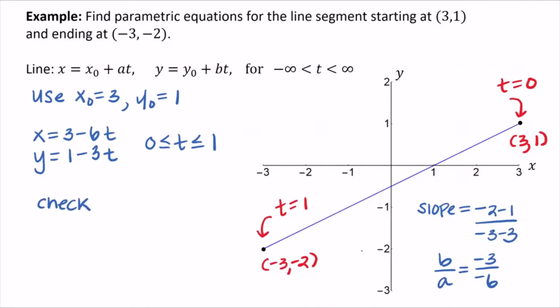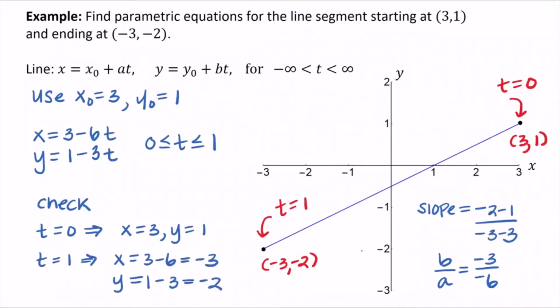To check that we have parameterized the line segment in the correct direction, notice that if t equals 0, x will be equal to 3 and y will be equal to 1. And also if we let t equal 1, then x will equal 3 minus 6 or -3, and y will equal 1 minus 3 or -2, and we have the desired parameterization.